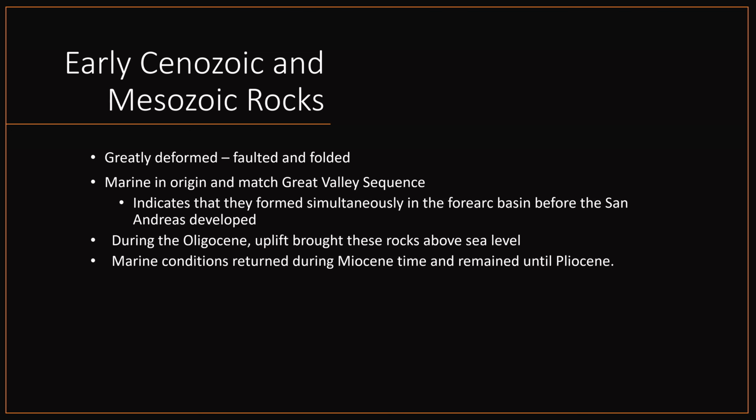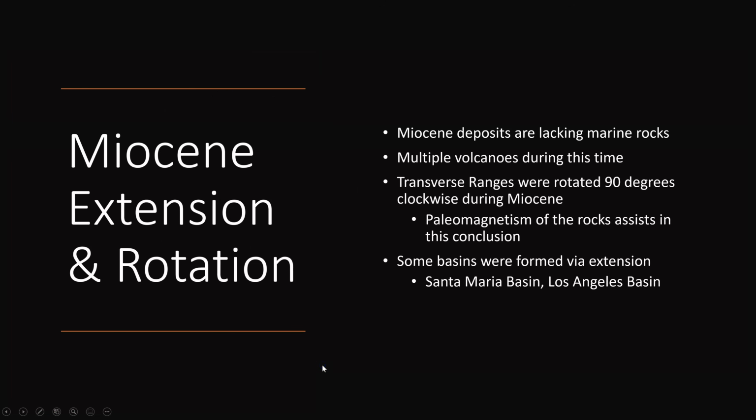They may have formed simultaneously in the Forearc Basin before the San Andreas developed. During the early Oligocene, uplift brought these rocks above the sea level, and then marine conditions returned during Miocene time and remained until the Pliocene. The Miocene extension and rotation is basically why we see the ranges not aligned with the rest of the ranges in California. So Miocene deposits are lacking marine rocks, and multiple volcanoes are happening during this time.